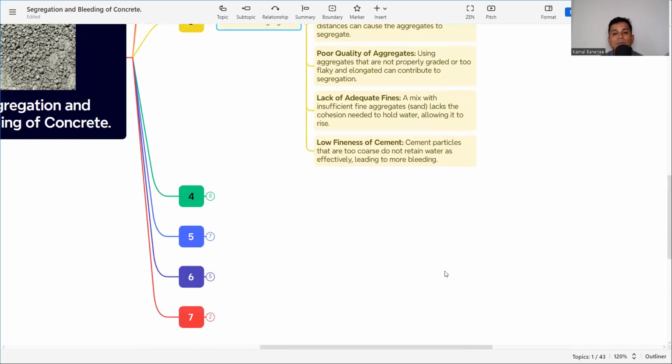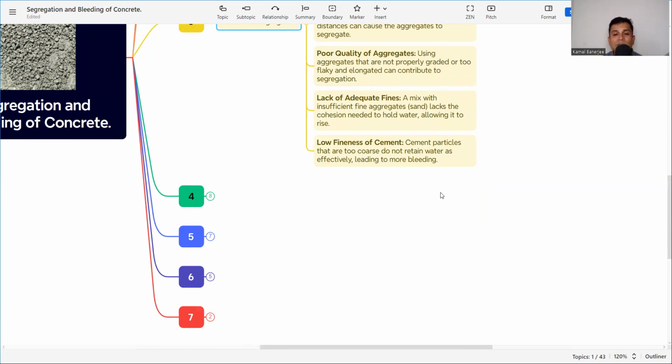Then low fineness of cement. The fineness of cement is very crucial for the concrete mix design. We need to choose very carefully the fineness of the cement. Cement particles that are too coarse do not retain water as effectively, leading to more bleeding. So we need to check what the fineness of the cement is.